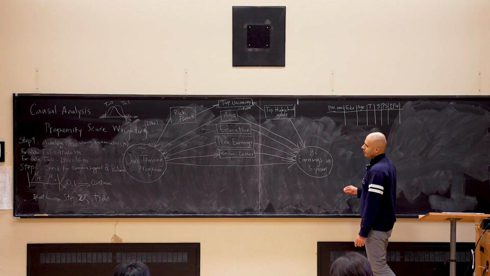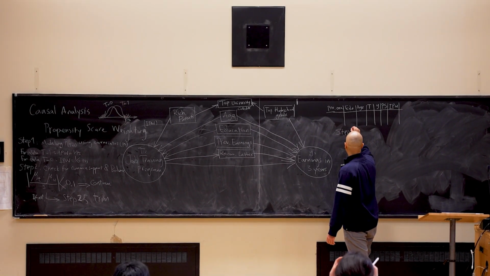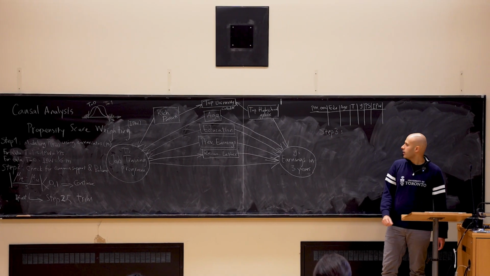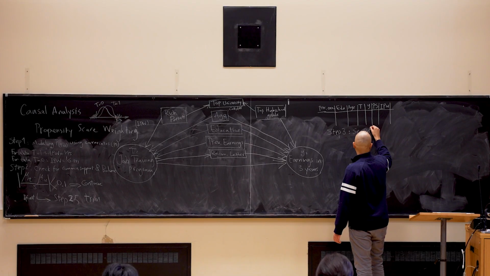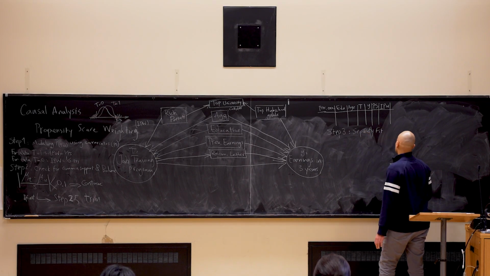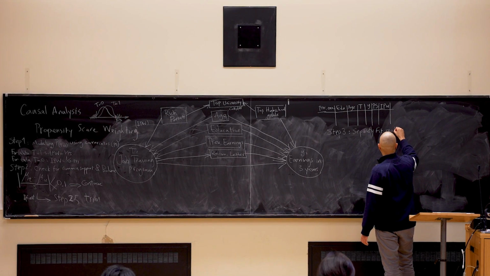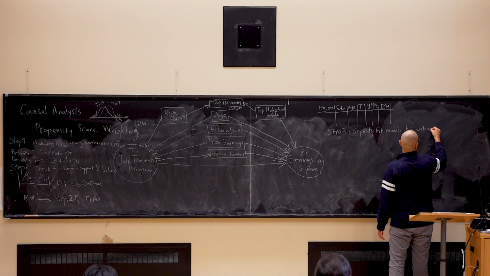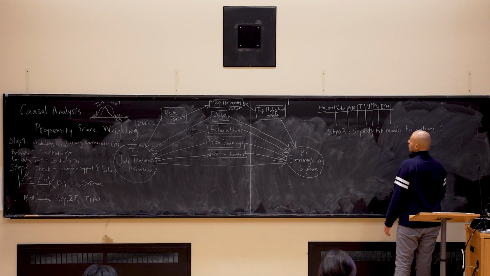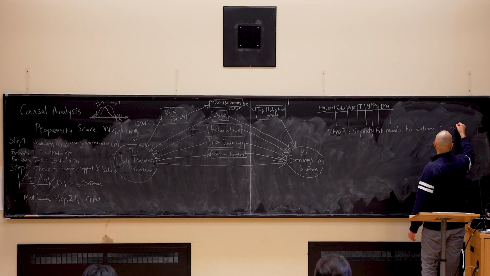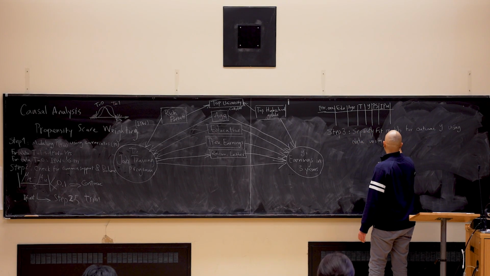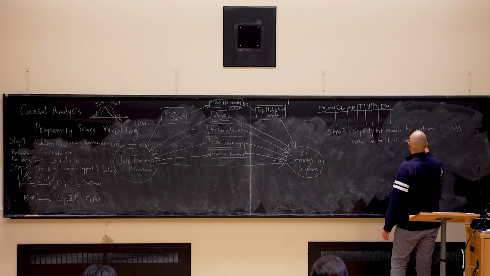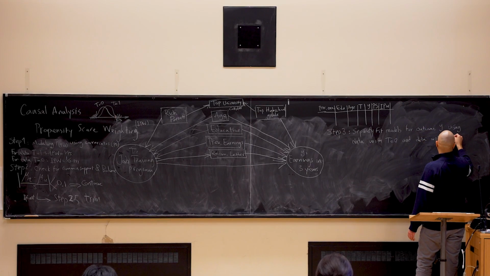So then we have step 3. Step 3 is separately fit models for outcome variable y using data with t equals 0 and data with t equal 1.